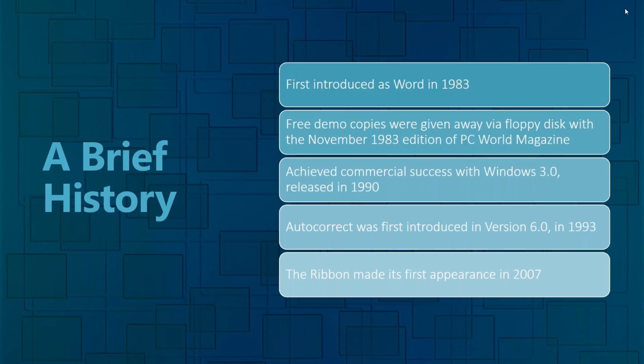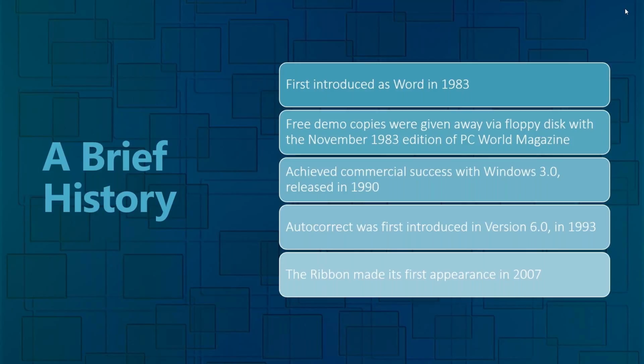I remember even relatively recently still getting Xbox demo games with Xbox Magazine, things like that. So it started way back in 1983 with Microsoft Word. It's kind of fun to know. It actually didn't really achieve commercial success until Windows 3.0 was released in 1990, but once that was out there, Microsoft Word took off and it has dominated the market ever since.